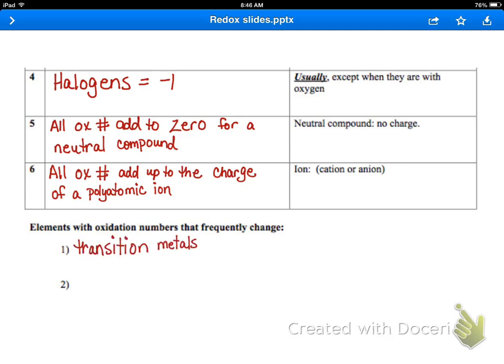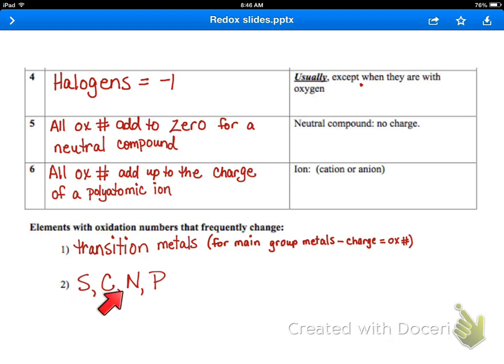Elements with numbers that change a lot include transition metals, and those are, remember, the D block, the ones in the middle of the periodic table. For main group metals, the ones that are not in the D block, their charge is equal to their oxidation number. So for example, sodium is +1. That means that sodium has an oxidation number of +1. Nonmetals that change a lot include sulfur, carbon, nitrogen, and phosphorus. You'll notice that all of these elements are really close to each other on the periodic table.